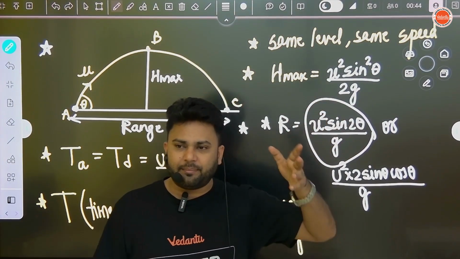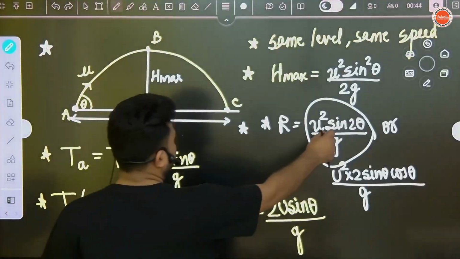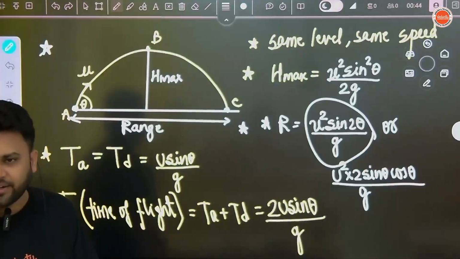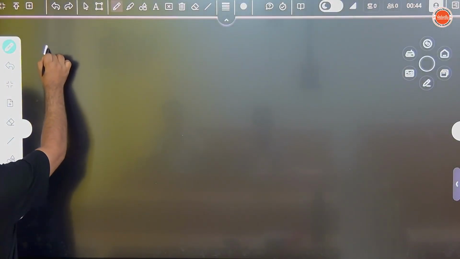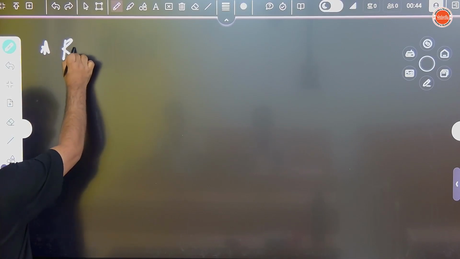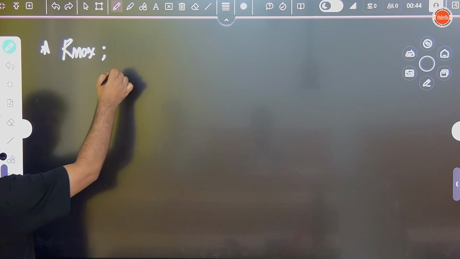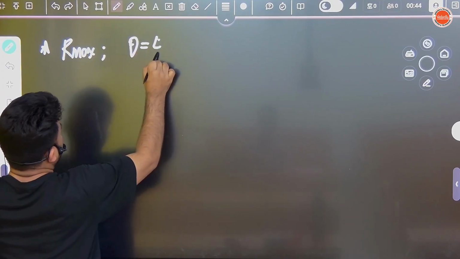You know, sine theta maximum value is what? 1. Means this sine 2 theta value should be 1. Means 2 theta should be 90 degrees. Sine 90 degrees is 1. So see, range maximum. What is the condition for range maximum? For range maximum, 2 theta should be 90 degrees or theta should be 45 degrees, 90 by 2.